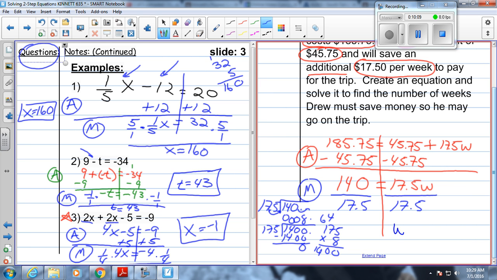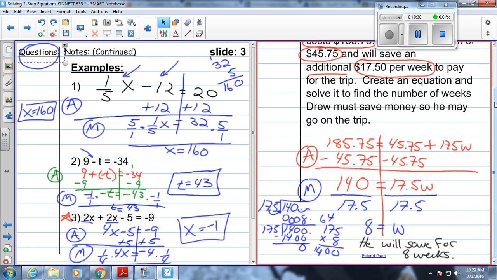So how many weeks is Drew going to have to save money for to go on this camping trip? It's 8 weeks. And we should actually be able to write that down. So I want you to actually write that down as the answer. We have to know how to translate our answers into sentences. He will save for 8 weeks. Really, I should have put Drew, but that's a great sentence to describe our answer.